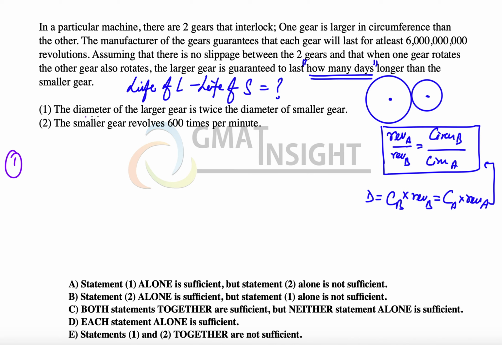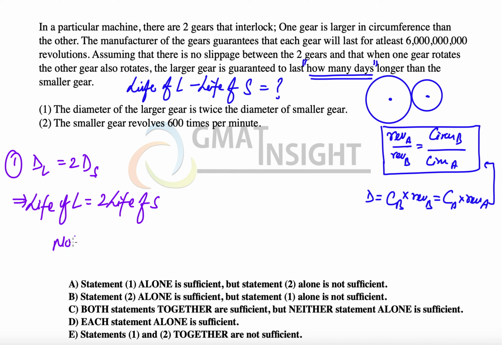The first statement says that the diameter of the larger gear is twice the diameter of the smaller gear. That means the life of larger gear also will be twice the life of smaller gear, because if the diameter is bigger, then the revolutions will be half, which means the life will be double, right? But the first statement alone is not sufficient because there is no mention of the number of days and the life of the smaller gear, so we can eliminate option A and option D straight away.